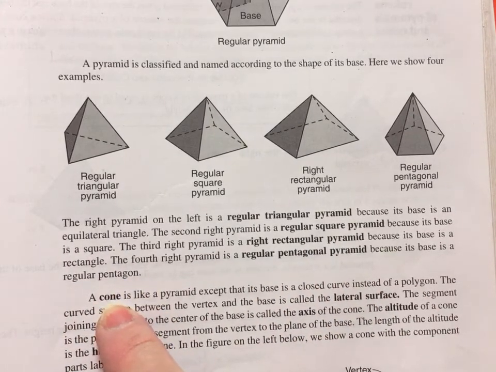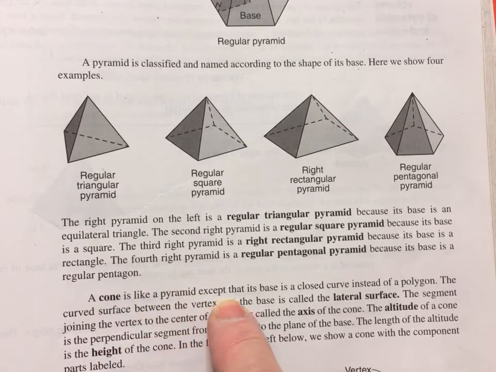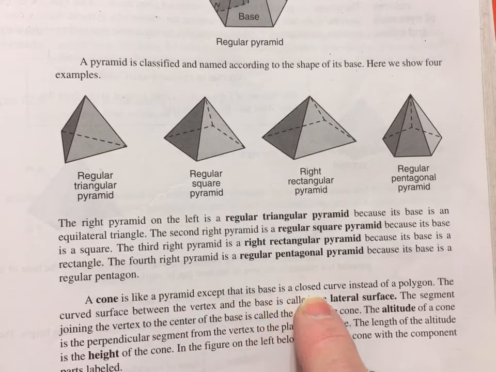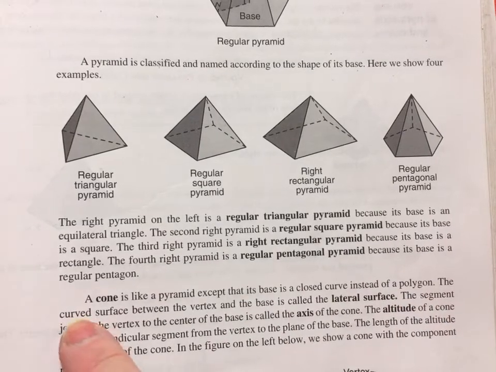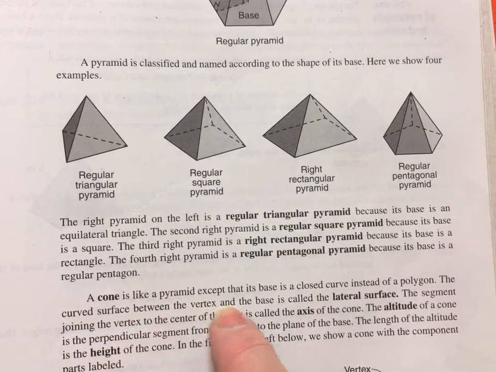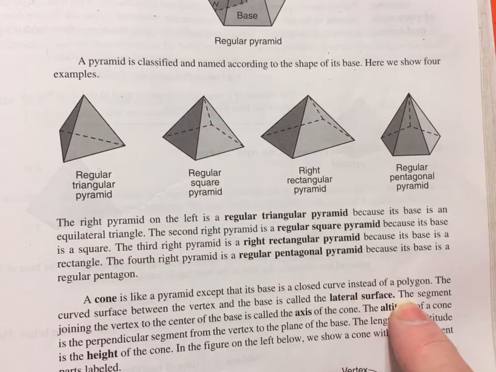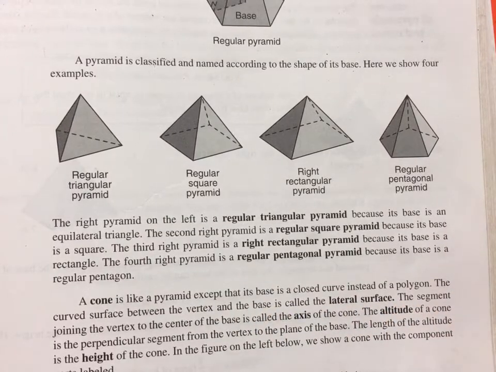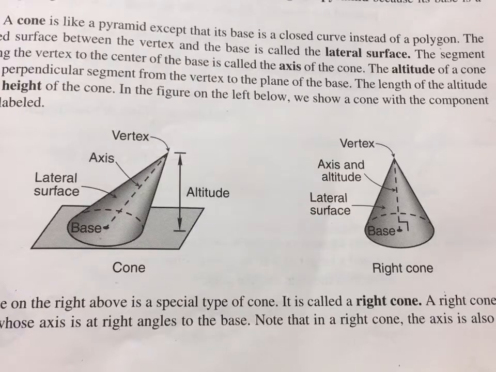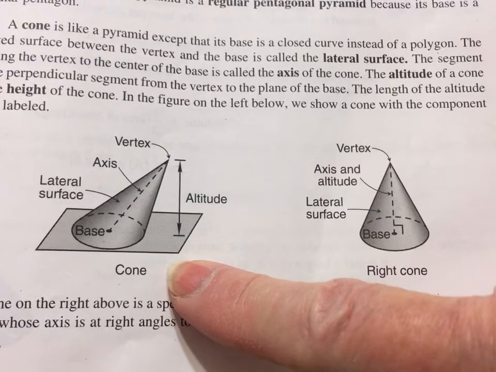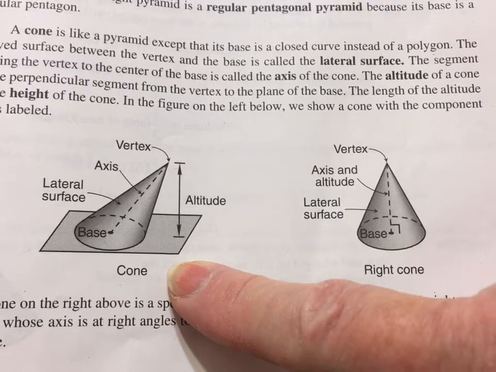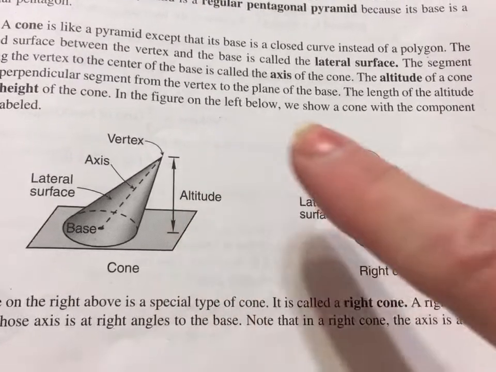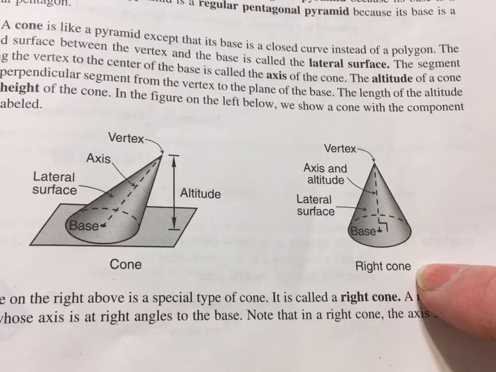A cone is like a pyramid except that its base is a closed curve instead of a polygon. The curved surface between the vertex and the base is called the lateral surface. Now, here we're going to look at pictures of the cone. Okay, so here we have a cone that is not a right cone. See how smushed over it is? It's a slanted cone. And here is a right cone.